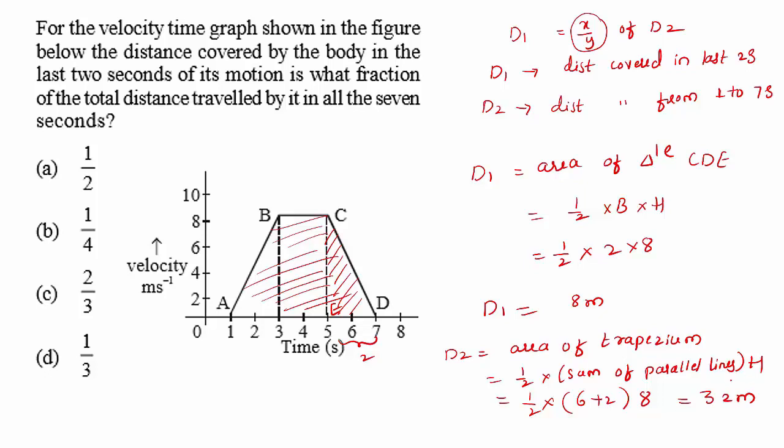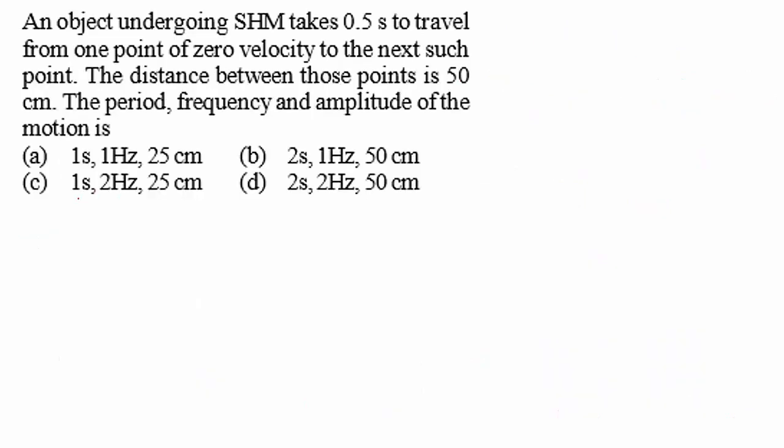So now we got D1 and D2 value. Now the equation is D1 equal to x by y of D2. D1 is 8 equal to x by y into D2 value is 32. Now x by y will be 8 divided by 32. 8 by 32 will be 1 by 4. So 1 by 4, that is option B is right.